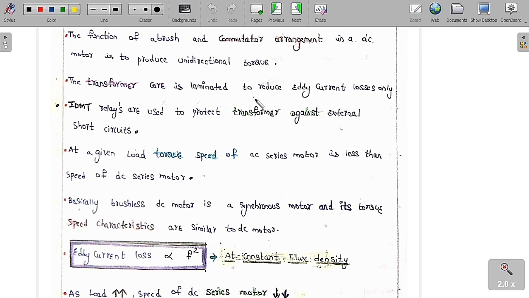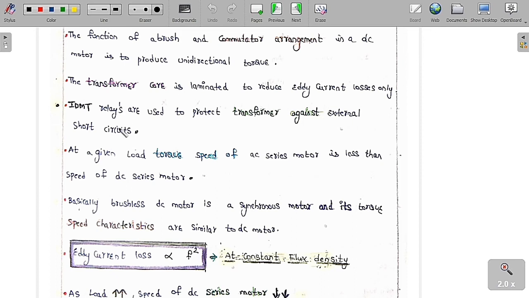The only agenda for laminating the transformer core is to reduce the eddy current losses, but not the hysteresis losses. So simply we can say that the basic agenda of laminating the transformer core is only for reducing the eddy current losses, but not the hysteresis losses. The transformer core is basically made of silicon steel, and we laminate it only to reduce the eddy current losses.